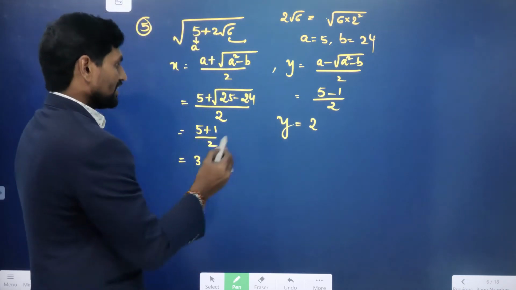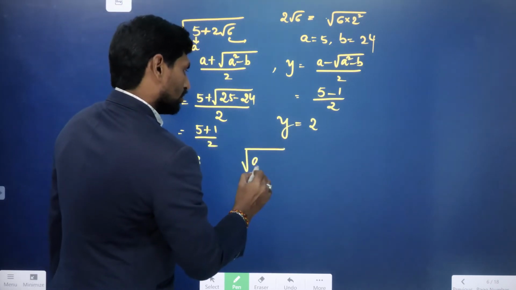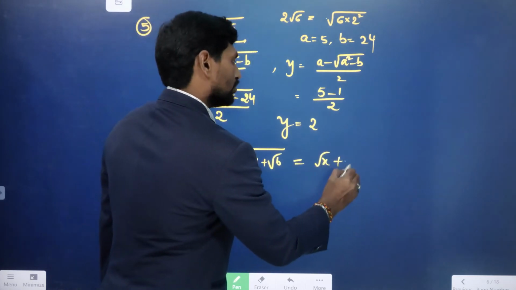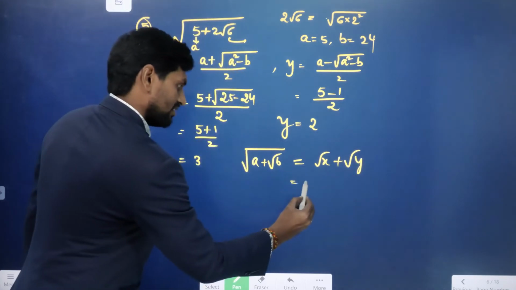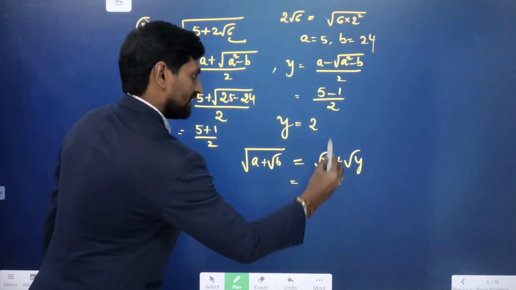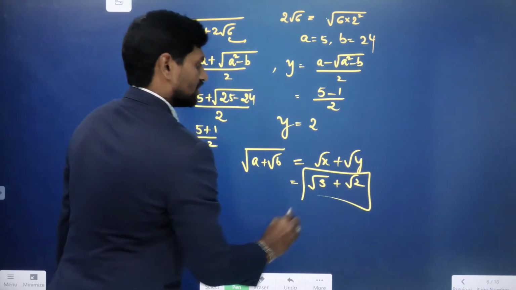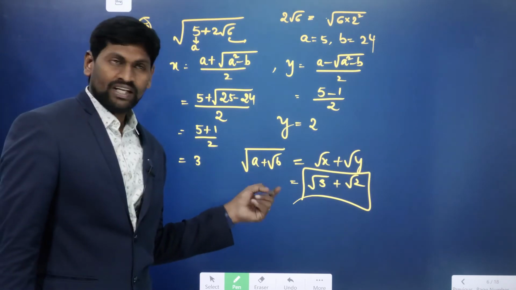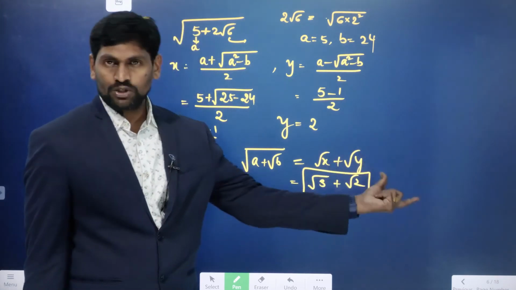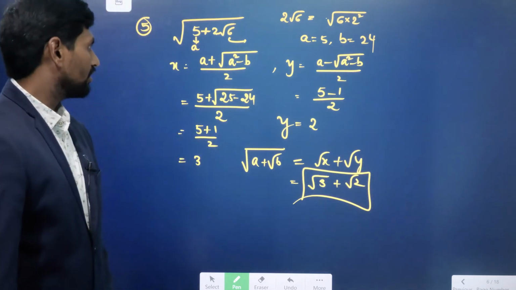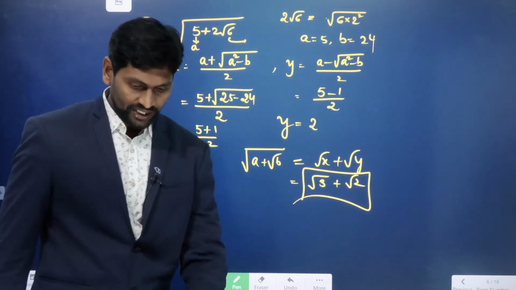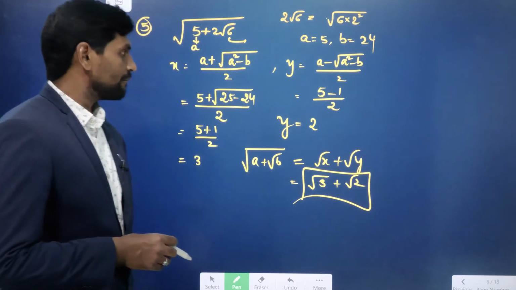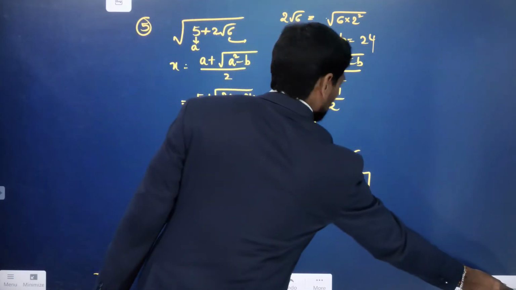So if root over a plus root b is in the form of root x plus root y, that means x value is 3 and y value is 2. This is our answer: root 3 plus root 2. In case a minus root b is taken, then it will be root x minus root y. Clear? By using the formula, we identify the square root. But here, we can also do this without the formula. Let us see that.